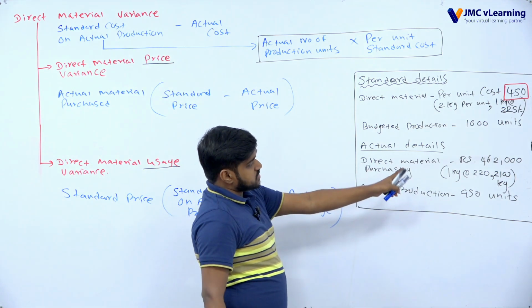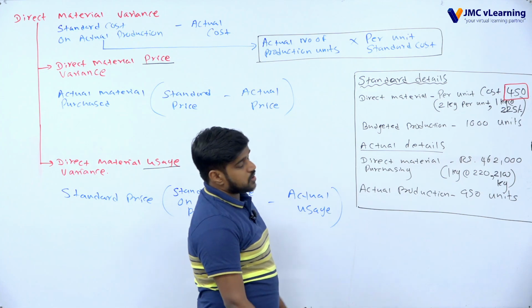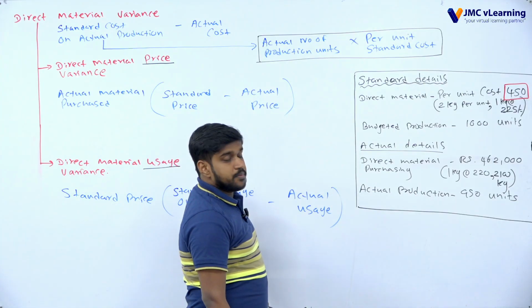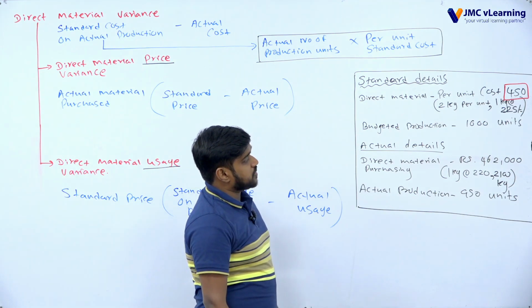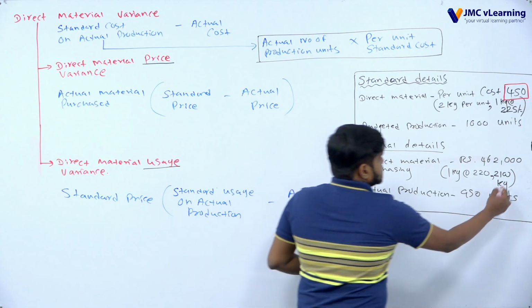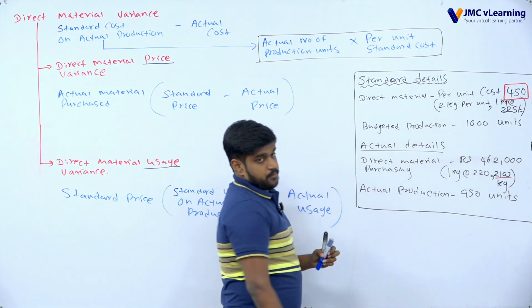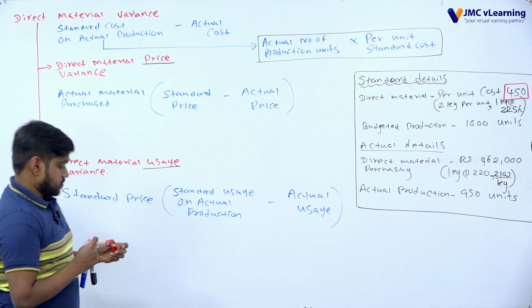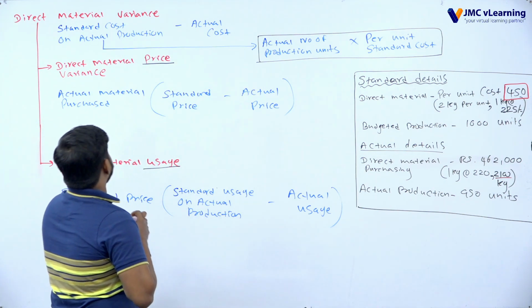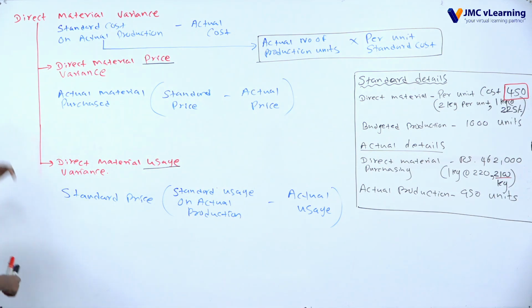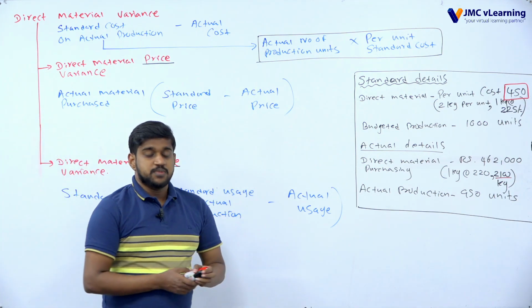Then we purchase 2100 kilogram at 220 per kilogram. That means our 1 kilogram price is 220, and totally we purchase 2100 kilogram. Then our actual production is 950 units. Based on this detail, first we have to calculate our direct material total variance, then direct material price variance, and then direct material usage variance.